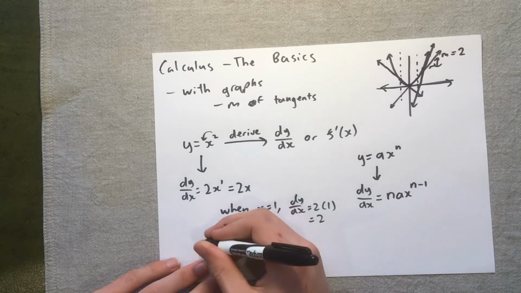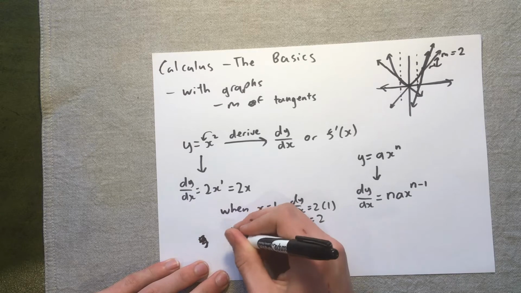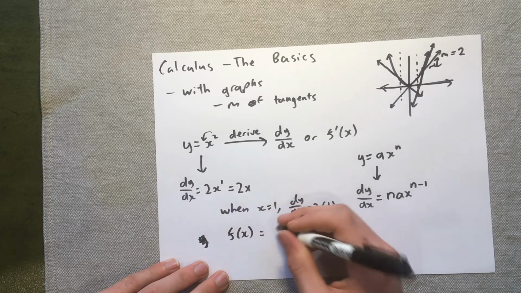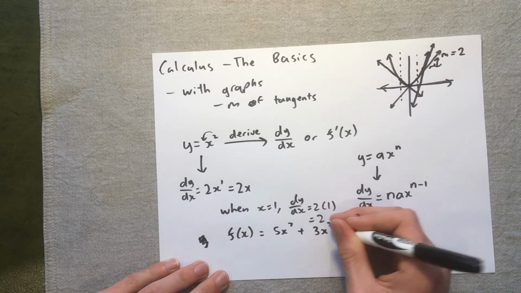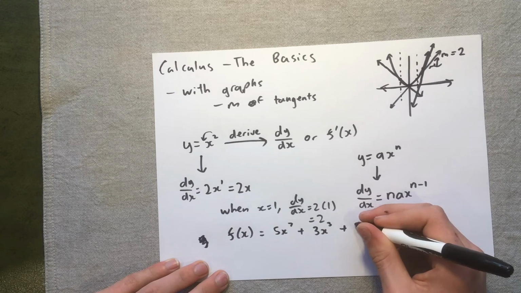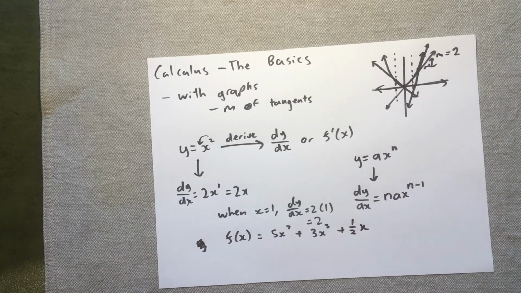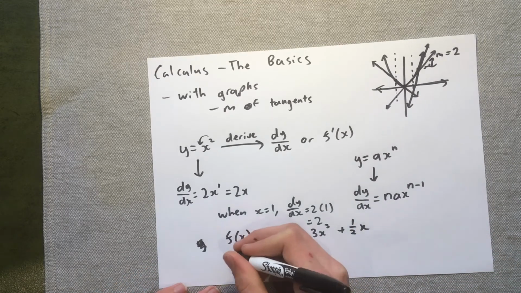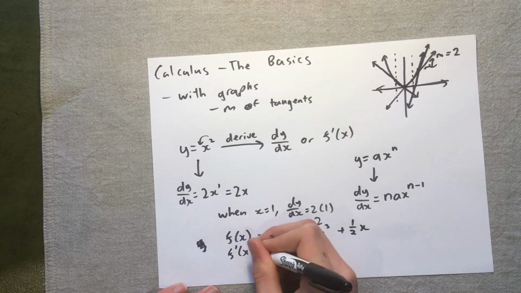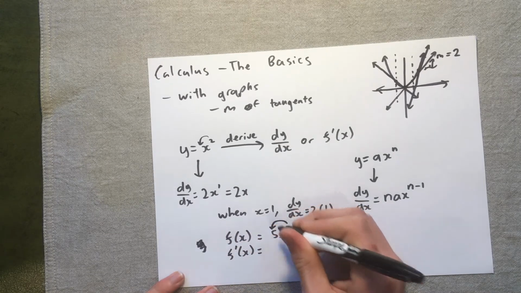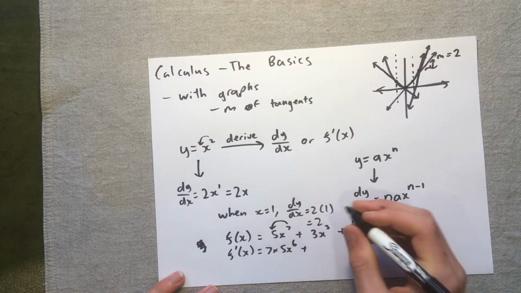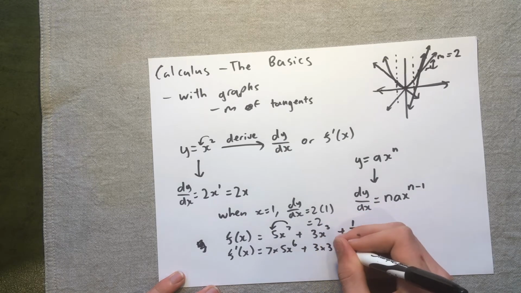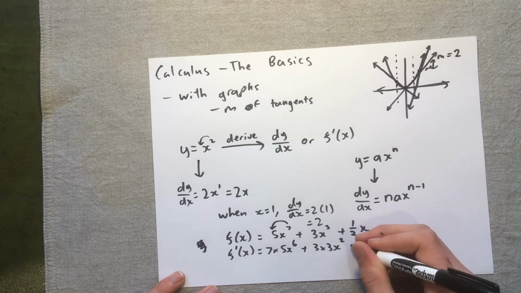Let's do a more tricky example here. So if we have the function, I'll write it like this. If we have a function of x such that f(x) equals 5x to the 7 plus 3x to the 3 plus half x. That's half x. Just like that. How are we going to derive this? Well, f dash x is going to equal, we bring this 7 to the front, 7 times 5x, we take 1 away from the 7, so we've got 6, plus, move this 3 to the front, 3 times 3x, take 1 away from the 3 is 2.